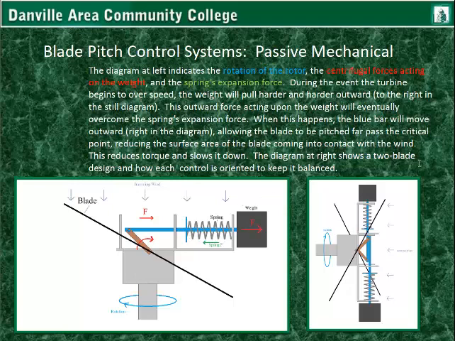The diagram at right shows a two-blade design and how each control is oriented to keep it balanced. You see the two-blade system, and the counterweight systems are mounted opposite of one another to keep it balanced. I know this first drawing shows the incoming wind coming in from the top, so it appears like it's rotating about a vertical axis, but I just rotated it to the left, basically 90 degrees, so that it would correlate with the merry-go-round analogy.